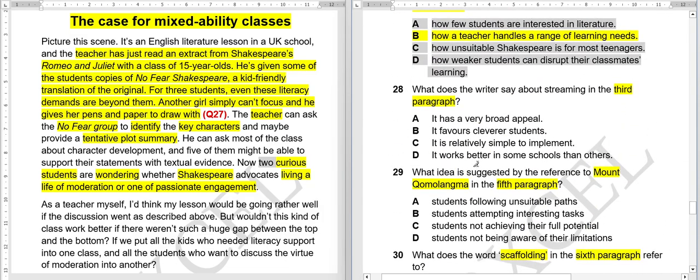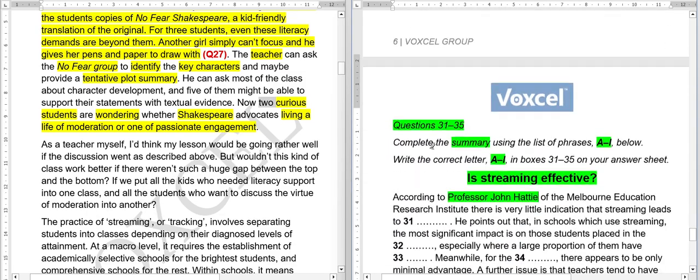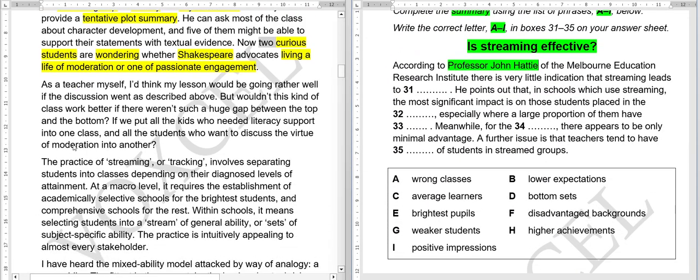So now what we're going to do is read the 28th question, and that is in the third paragraph. So we will read the second paragraph and see whether we find any of these questions there or not. As a teacher myself, I'd think my lesson would be going rather well if the discussion went as described above. So this particular writer is saying that if he is a teacher himself, he will think that if the lesson is like the one mentioned above, then the discussion is going rather well.